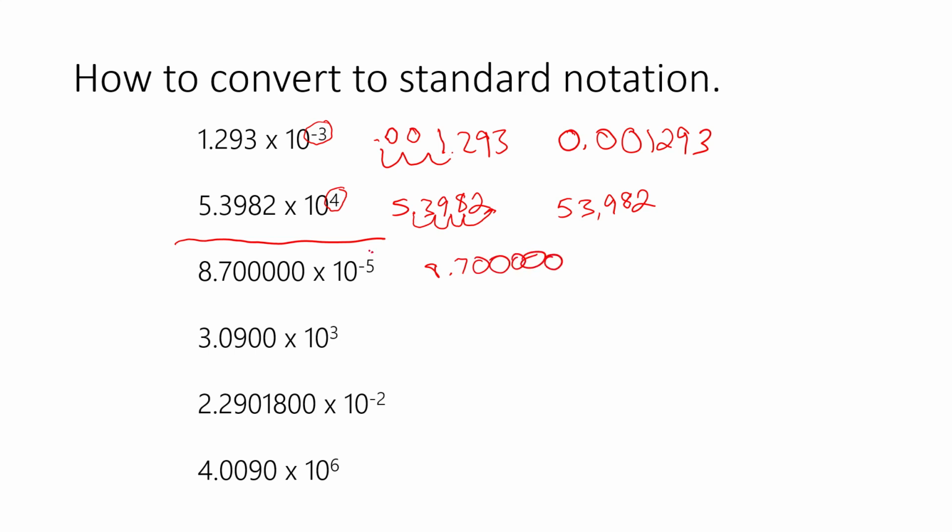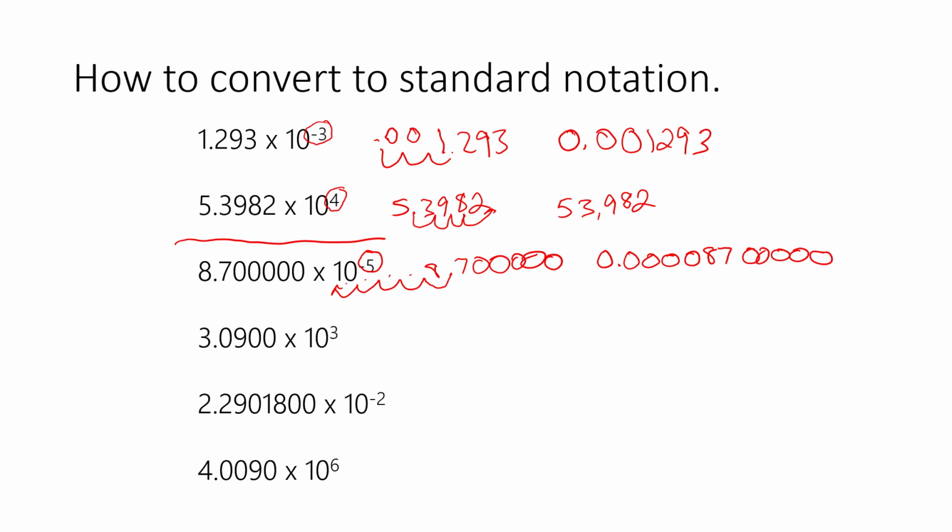8.70000 times 10 to the -5. Negative means we want to make this number smaller. So 1, 2, 3, 4, 5. We're going to have to fill in 4 zeros. And we go 0.12348700000. So that is the number written in standard notation.